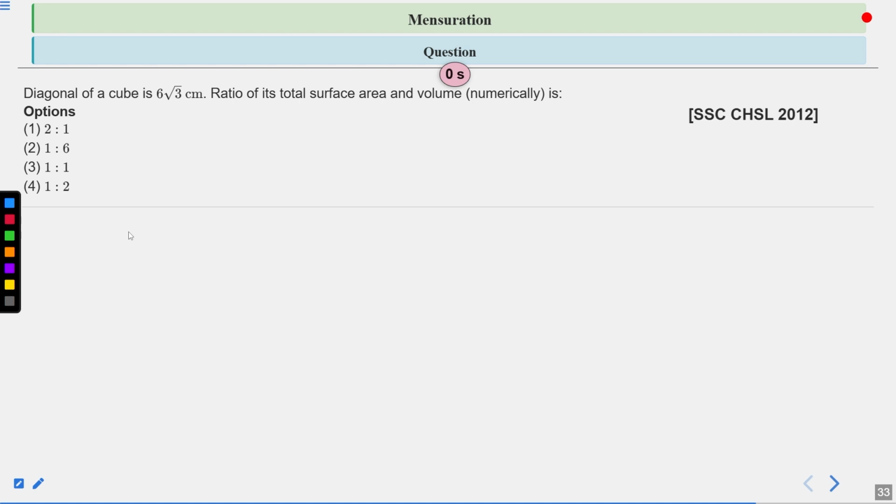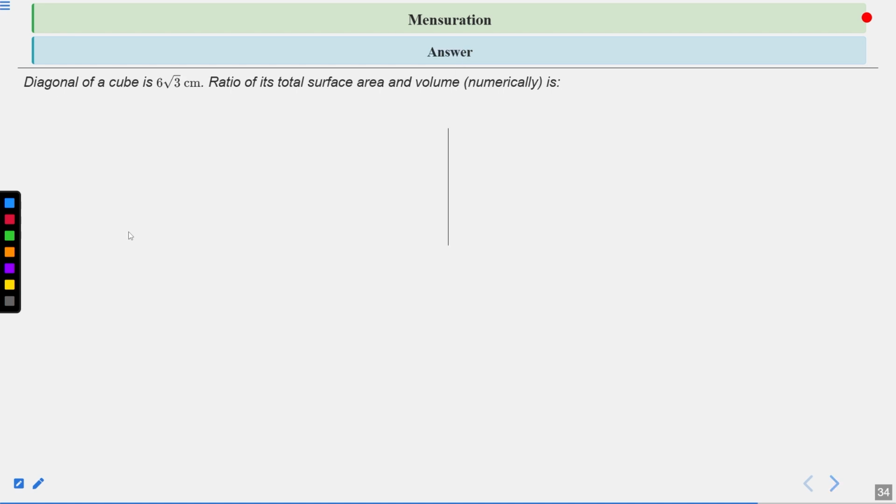Now time's up. Let's see the solution of this question. The question says that the diagonal of a cube is given, which is 6 root 3. Now we need the ratio of the total surface area and the volume. By using the formula of the diagonal of the cube, we get the side. When we get the side, we can calculate the total surface area and the volume of the cube, and make the ratio between them. So the correct answer of this question is the third one, which is 1:1.